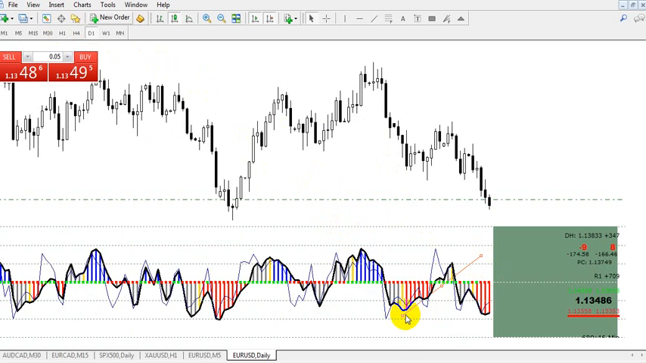So when we look at daily here, it breaks the lines. So when here and here, it already breaks down here. So that's why when both these CCIs are below the zero lines, if you are buying, you have to be careful. So that's why you only play with selling.